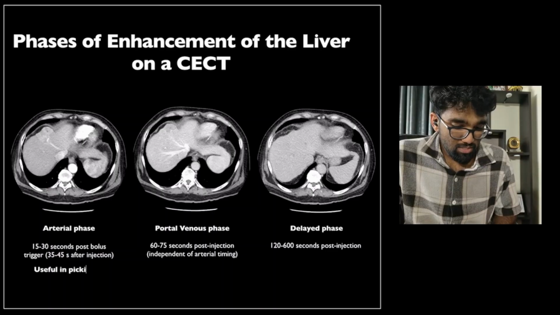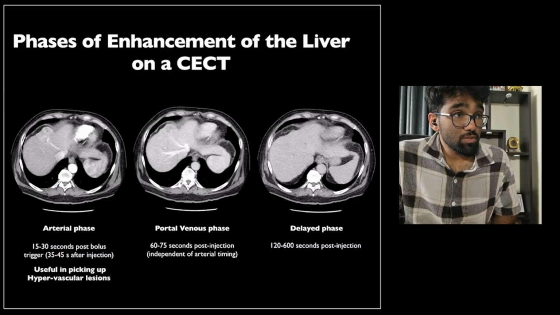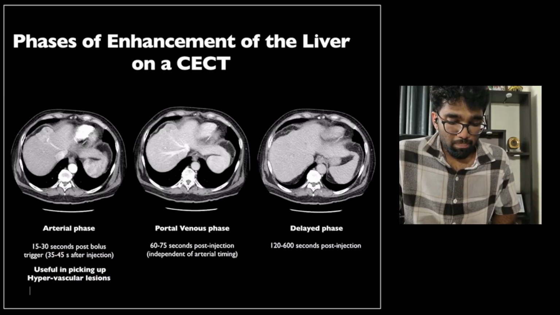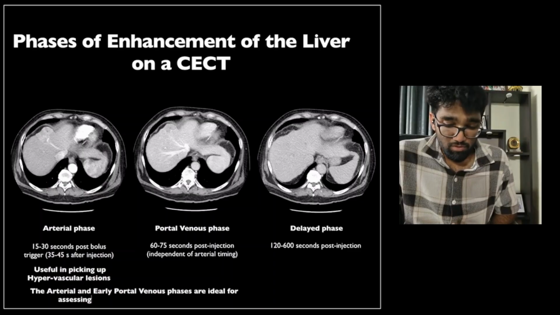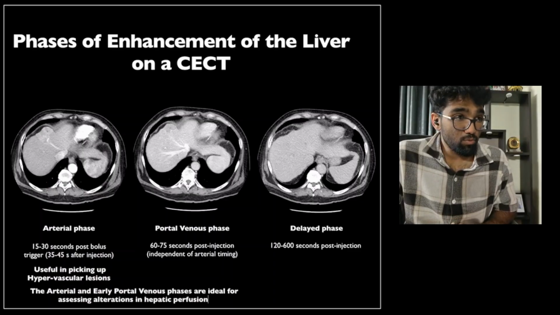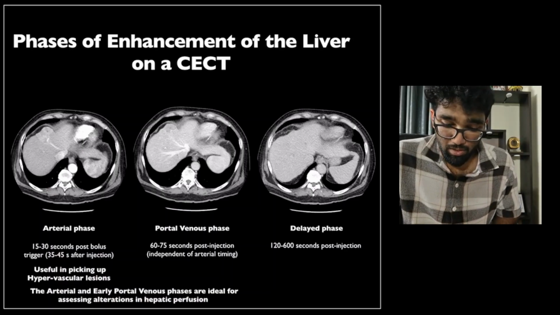Now, as I just said, the arterial phase is most useful in picking up hypervascular lesions of the liver. Okay, so when we talk about liver masses and space occupying lesions within the liver parenchyma later in the series, we'll be talking about this. The arterial and early portal venous phases are both essential for assessing the alterations in hepatic perfusion, which is actually what we're about to discuss just now.